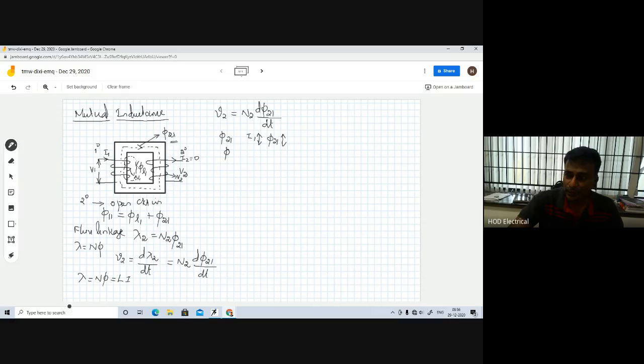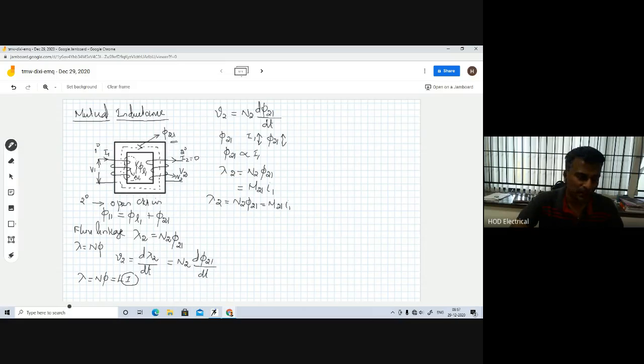So we can write that phi 21 is directly proportional to the current flowing through the first winding. We have already derived the equation lambda 2 equals N2 into phi 21. As phi 21 is directly proportional to I1, we know this inductance will be the flux linkage in the secondary winding due to the current flowing through the primary winding. So this is the mutual inductance between the first and secondary winding, and we end up with lambda 2 equals N2 phi 21, or M21 into I1.